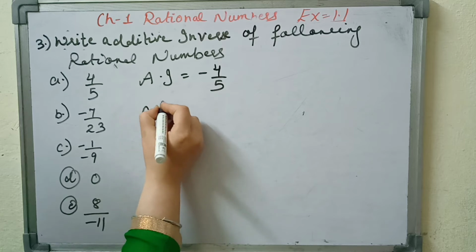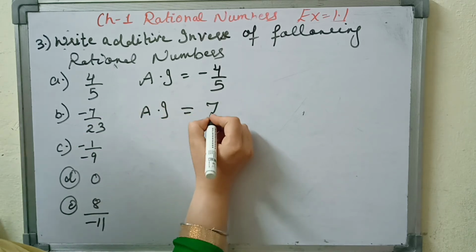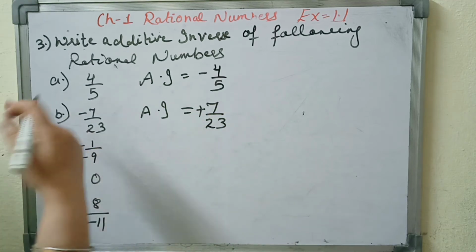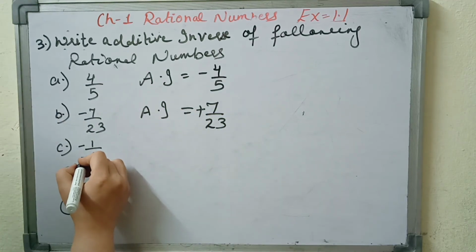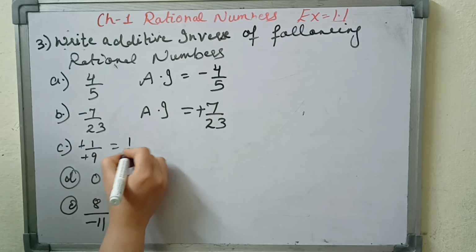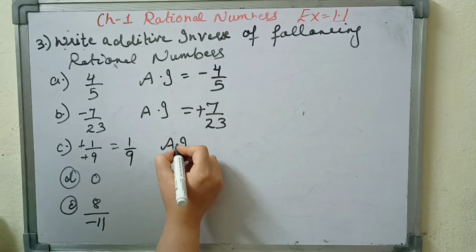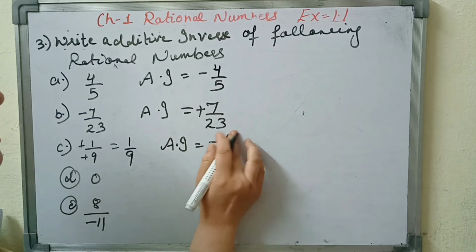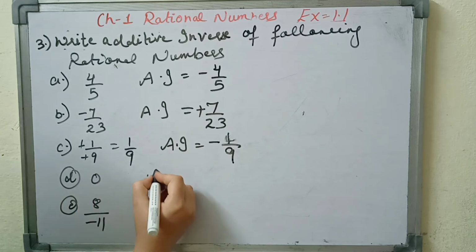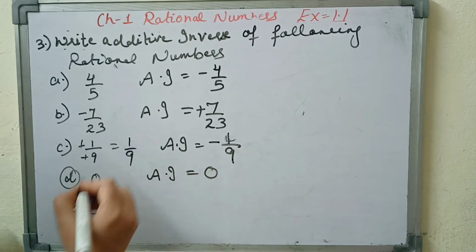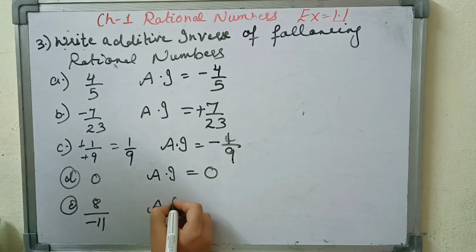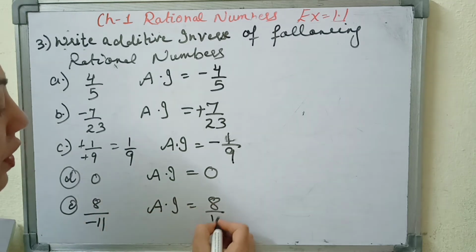B part is minus 7 over 23. Its additive inverse is plus 7 over 23. Minus 7 becomes plus. Now, here C part is minus 1 over minus 9. Minus cut with minus, it is 1 over 9. Its additive inverse is minus 1 over 9. 0. Additive inverse of 0 is 0. 8 over minus 11, its additive inverse is 8 over 11.